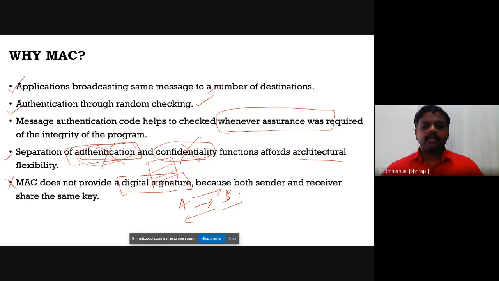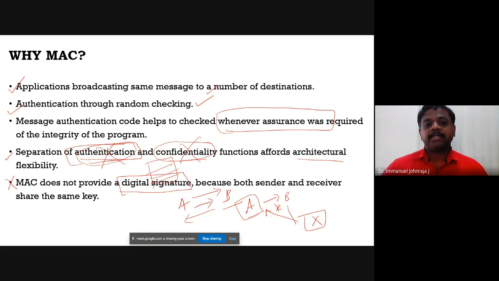What is the digital signature? Suppose A has sent a message to B. B wants to validate the message. He can forward the message to somebody called X. X also should be able to verify whether the message has been sent by A without exchanging the secret key which is shared between A and B. So that is called digital signature. Even a third party can verify the signature.